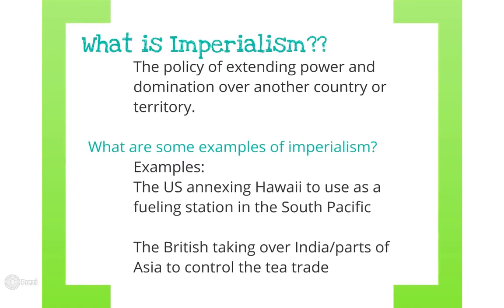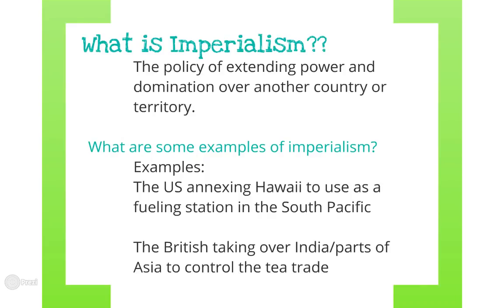So, when we talk about imperialism, what is imperialism? Imperialism is a policy of extending power and domination over another country or territory. Why do people do it? They want natural resources. There's something that that country has that they want or desire. Owning other countries and territories makes a country more powerful.